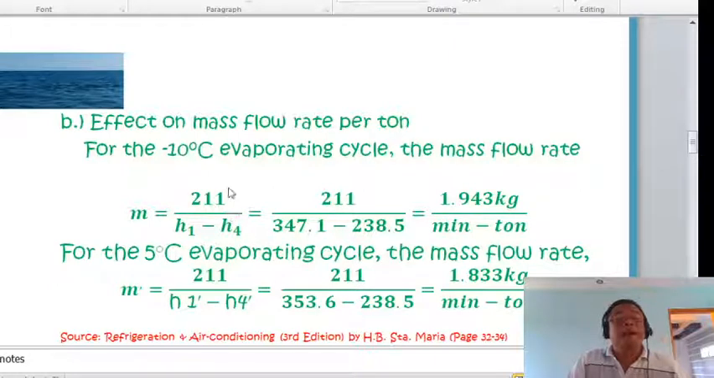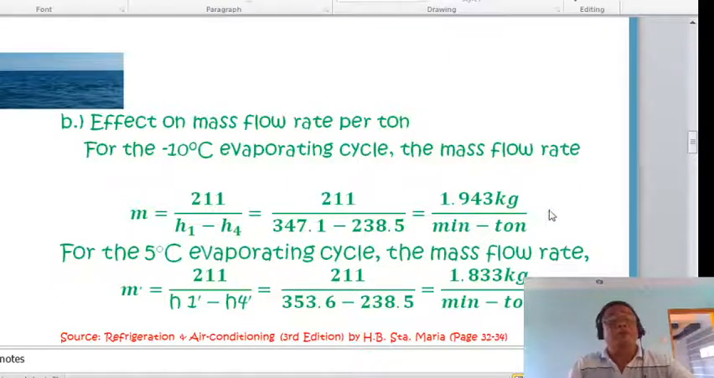So, where does this 211 class come from? Take note that 1 ton of refrigeration is equal to 3.516 kilowatts. So, changing this to kilojoules per minute, multiplying 3.516 by 60, that is equivalent to almost 210.6, or we round it up to 211, class. So, getting now the mass, that is 211 over the enthalpy at 1347.1 minus 238.5. So, the answer, class, is 1.943 kilogram per minute per ton.